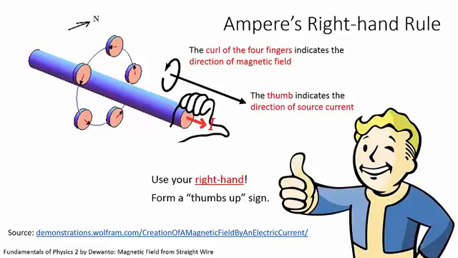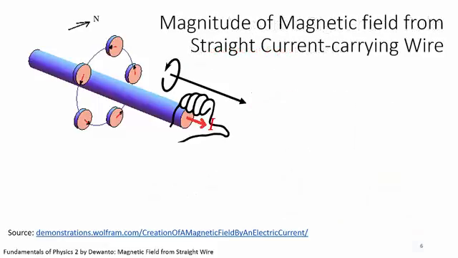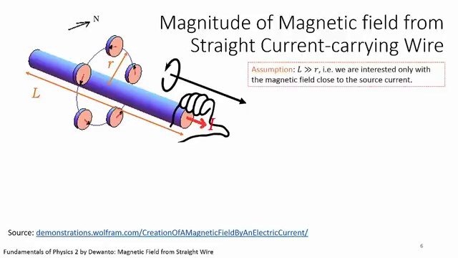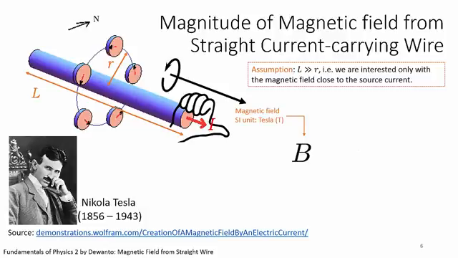That's for the direction. Now let's look at its magnitude. Let's say the wire has a length L, and we are interested in finding the strength or magnitude of the magnetic field at distance r away from the source current. Assuming that the length of the wire is much longer compared to the distance of interest, that is to say, we are interested only in the magnetic field close to the source current, it can be shown that the field strength, denoted by capital letter B, with an SI unit named after an American electrical engineer of Serbian origin, Nikola Tesla, is proportional to the source current divided by the distance from the source current.